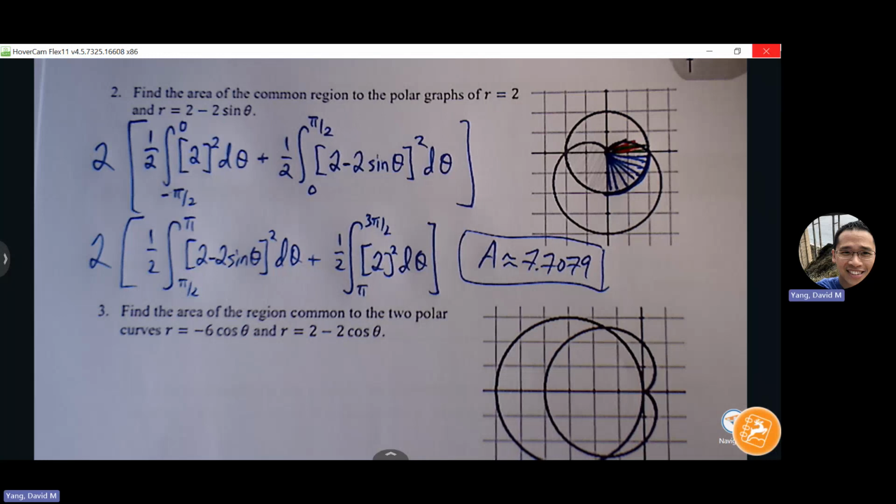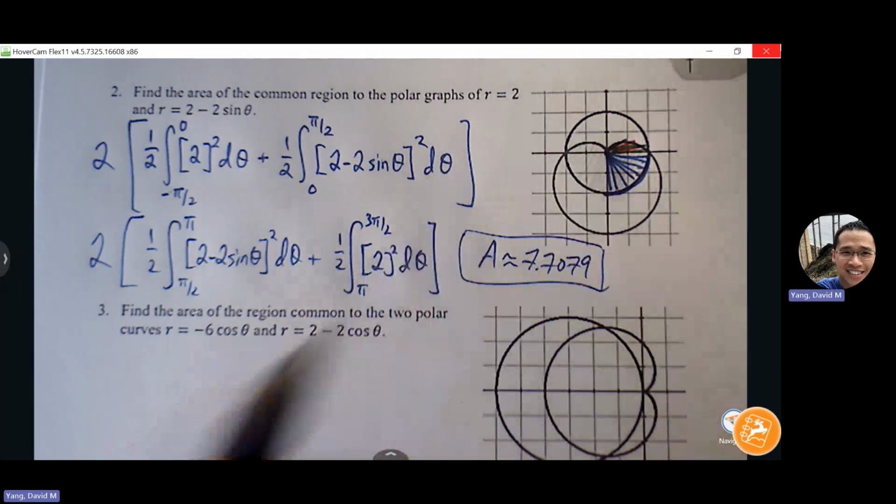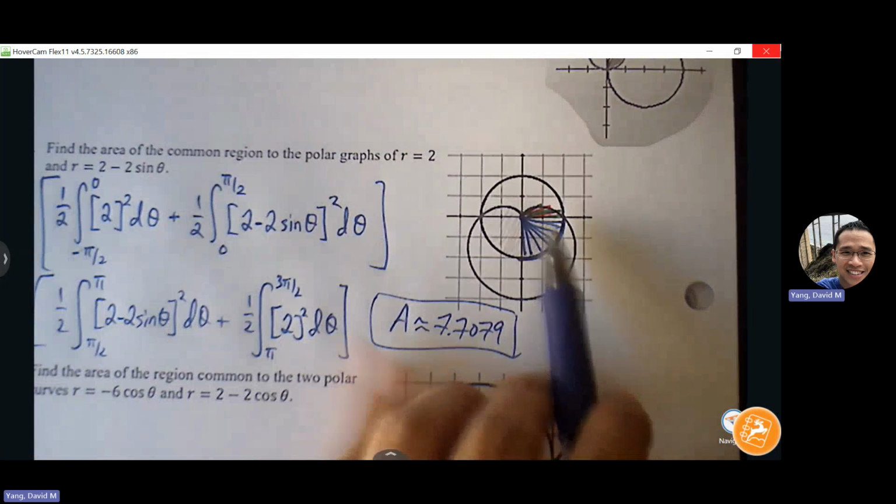Last time we had to set the r's equal, but this time no. So when do I know? I think if it's easy to spot, you don't have to. But yeah, you're right. We could just always set them equal to each other just to get confirmation.